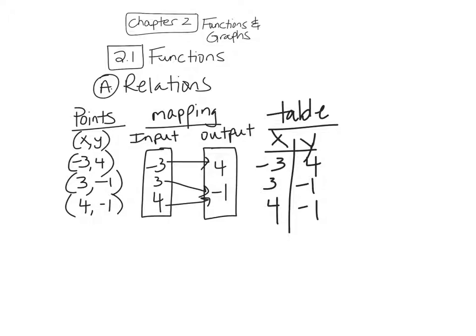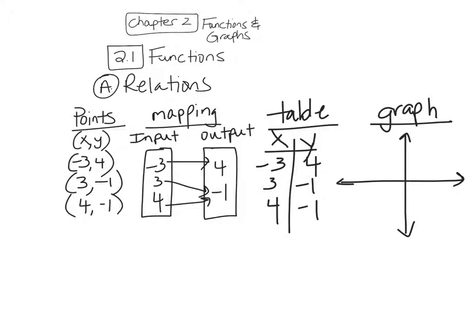And then finally, the last way, which you've done lots of times, would be to display a relation in a graph. So I hope you know how to graph by now. You did a lot of graphing in Algebra 1. We have an x-axis and a y-axis. And so if I'm going to graph these points, I would go to -3 on the x, +4 on the y, put a dot right there. Go to +3 on the x, -1 on the y, and then +4, -1. And that would be another way to represent a relation between two things. Don't connect them because it's just these 3 separate points. That's all it is.